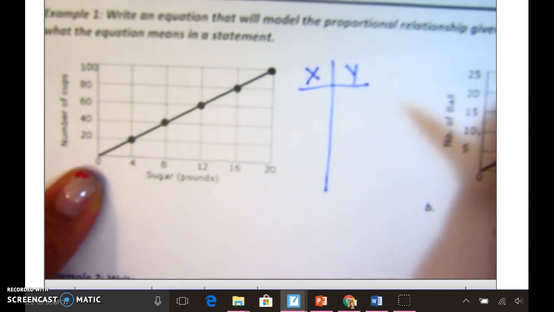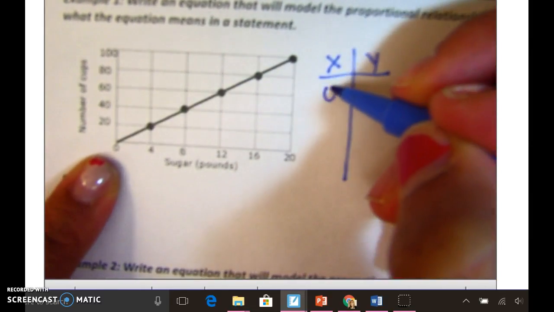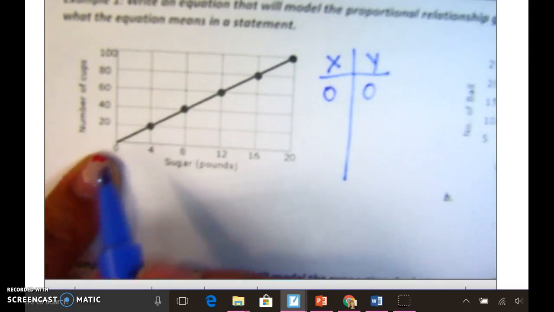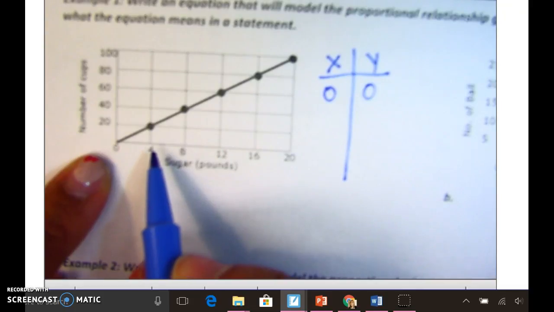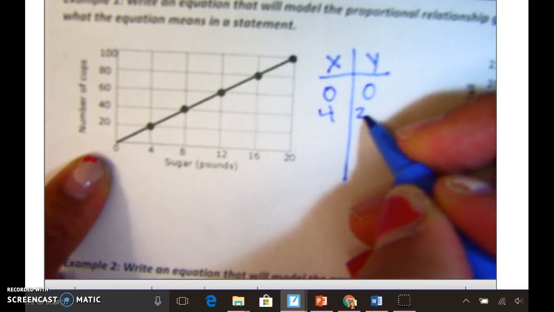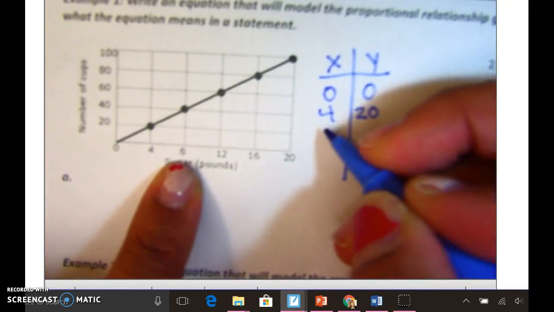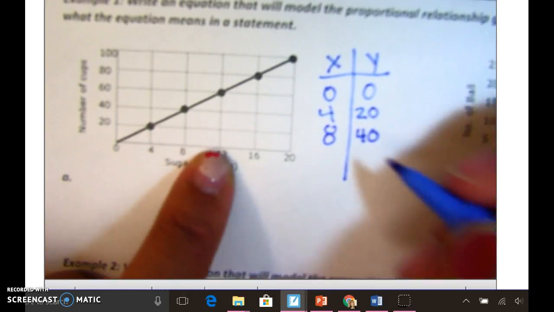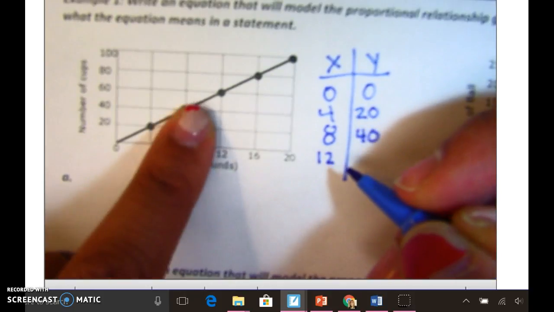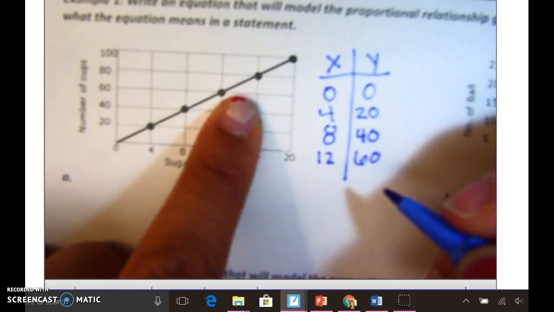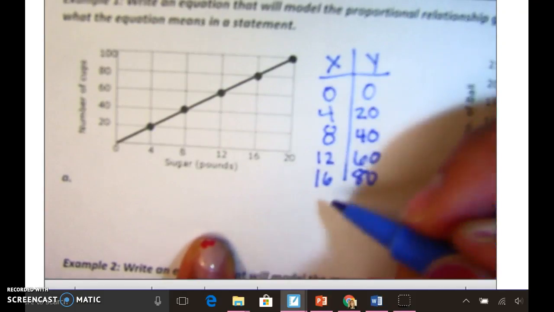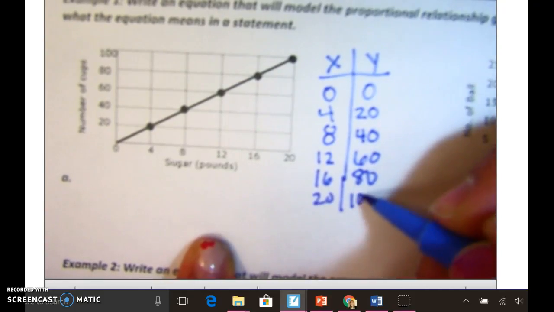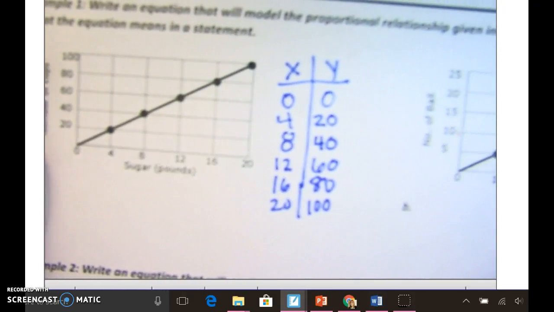When x is 0, y is 0. This point is the origin, 0, 0. When x is 4, y is 20. When x is 8, y is 40. And you can finish filling this in: 12, 60, 16, 80, and 20, 100. So if you haven't, make that table now.